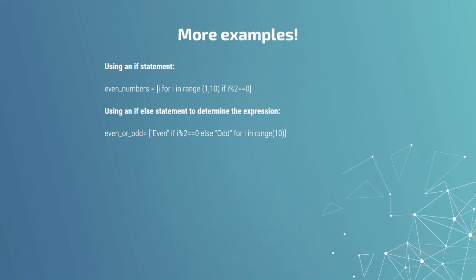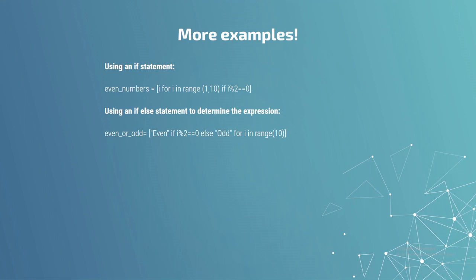If you look at this example here, even numbers equals i for i in range 1 to 10 if i mod 2 equals 0. The first i is the expression itself. This is what gets sent to your list. You can change i to i squared, or i cubed, or i divided by 2, and it will give you different results. But i divided by 2, or i squared, is what goes into your list.